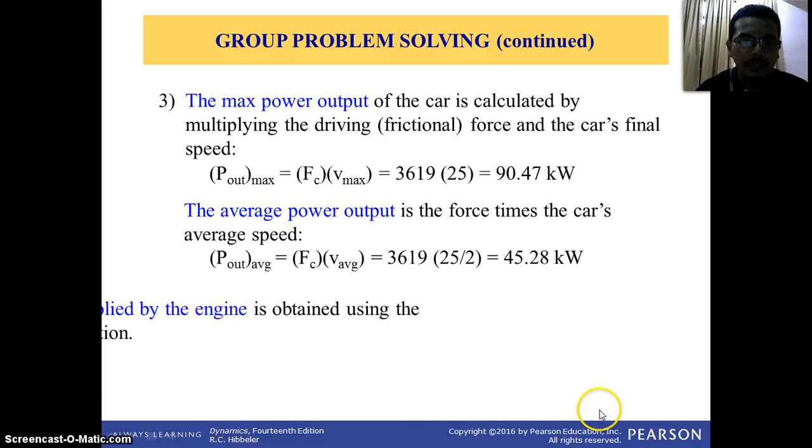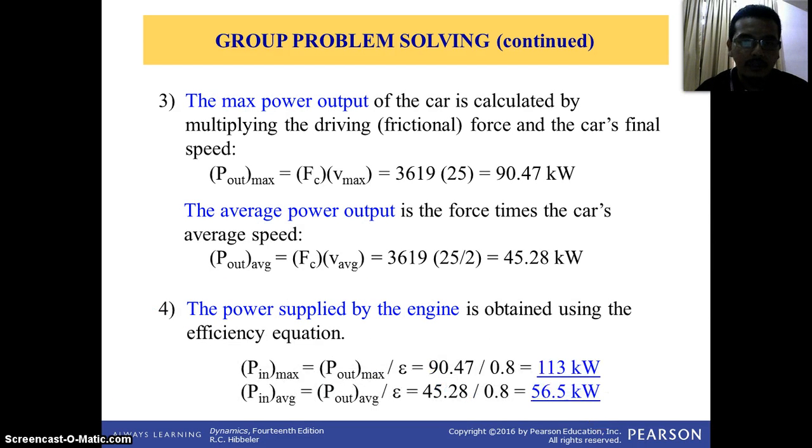Okay, so when we get 3619 Newton for the frictional force, the maximum power output of the car is calculated by multiplying the driving frictional force F_C and the car's final speed v max, 25. So we want to get the maximum power output: 3619 multiplied by 25 gives 90.47 kilowatt. For the average power output, we just use the average velocity, 25 divided by 2, and the force is still maintained at 3619. So we get 45.28 kilowatt.